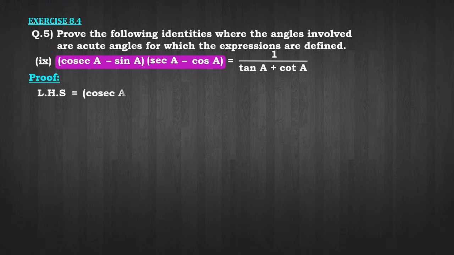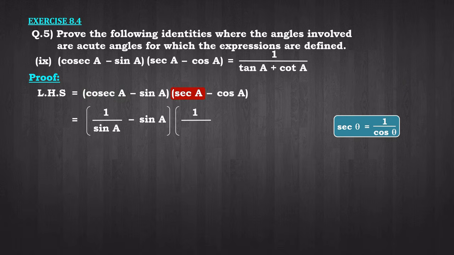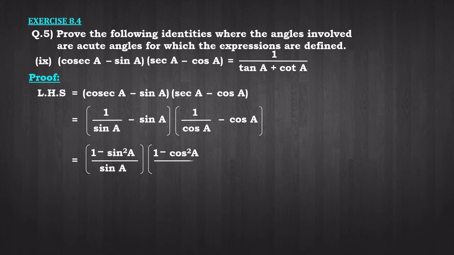We know that cosecant A is equal to 1 upon sine A and secant A is equal to 1 upon cosine A. Substitute these values into the expression. We get 1 upon sine A minus sine A multiplied by 1 upon cosine A minus cosine A. Now take the terms over a common denominator. The first bracket becomes 1 minus sine squared A divided by sine A. The second bracket becomes 1 minus cosine squared A divided by cosine A.